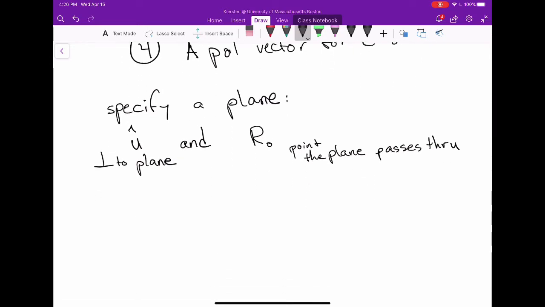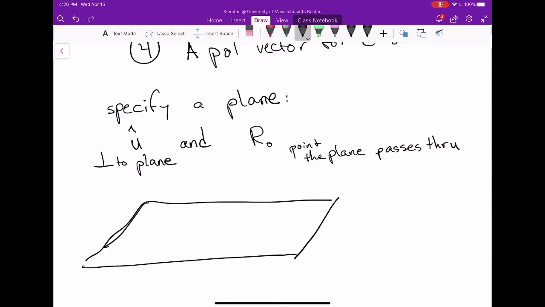Then, if you have any point R on that plane, let me draw a plane and show you actually. Let's say this is R0, the location of a point that the plane passes through. And here is our surface normal unit vector, that's U hat. And let's say I choose some other point over here. That's R. R minus R0 is going to be like that.